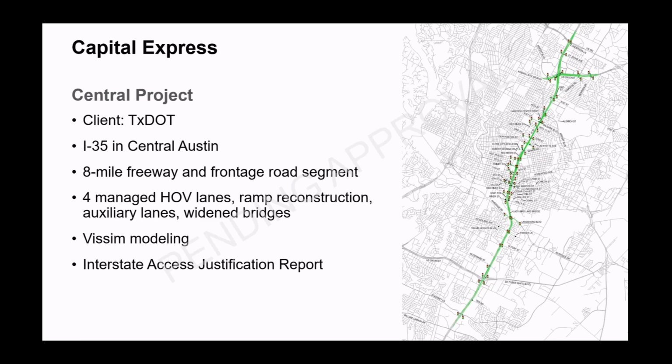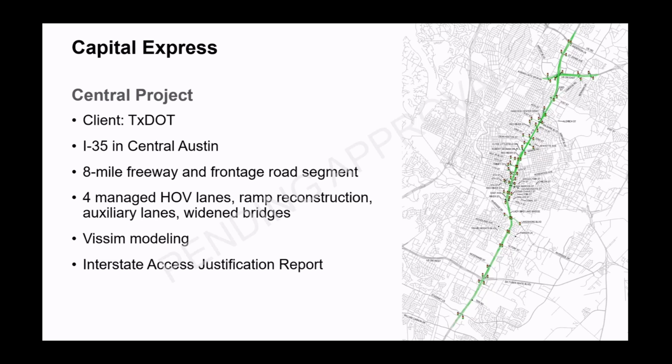And we were looking at this project, which is recommending adding capacity to the network: a lot more lanes, frontage road, ramp reconfigurations, and managed high occupancy vehicle lanes throughout. We are doing this within Vista modeling, as well as the IAJR, the Interstate Access Justification Report.